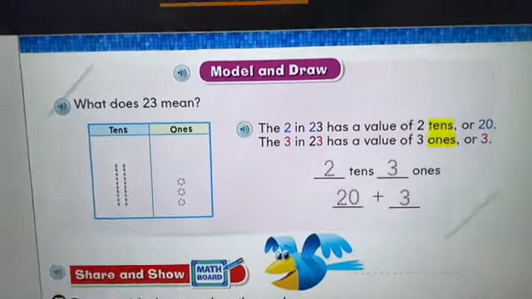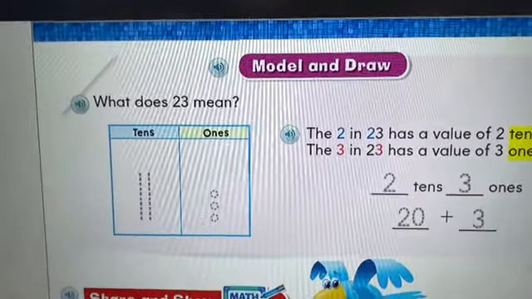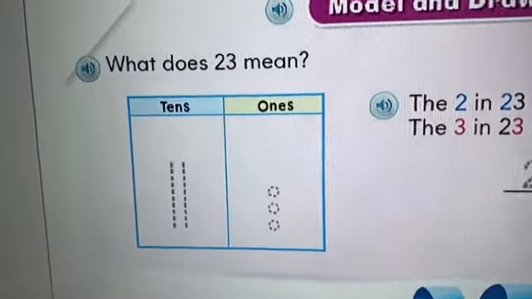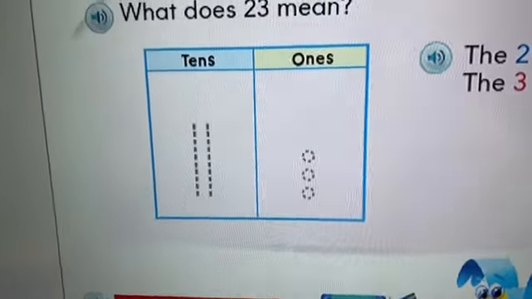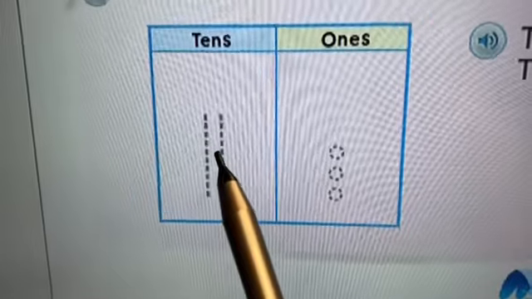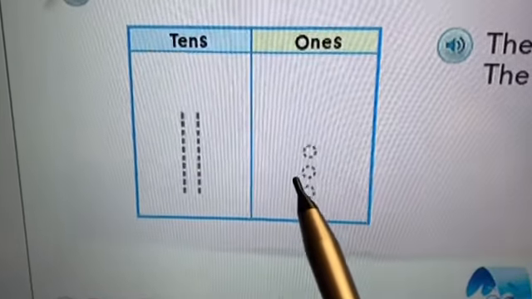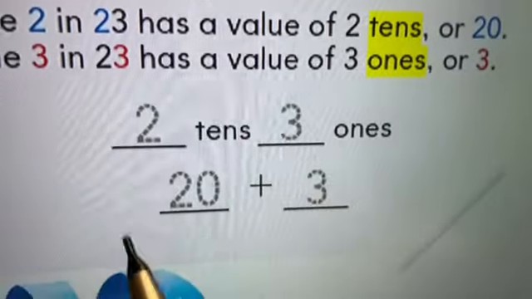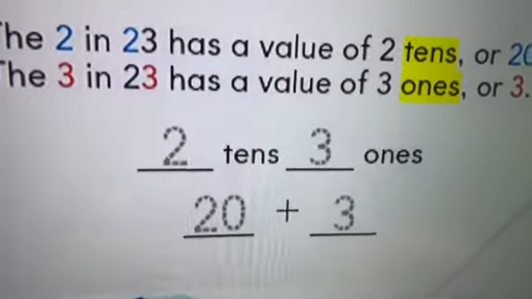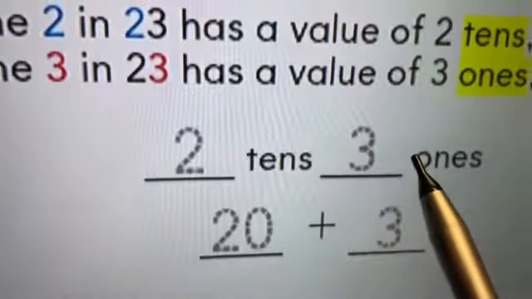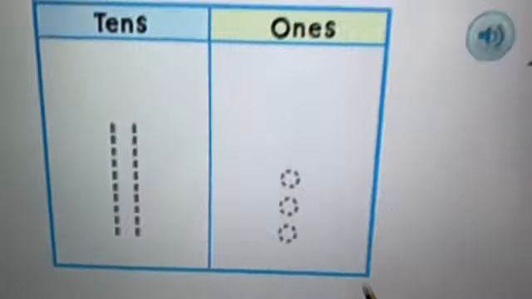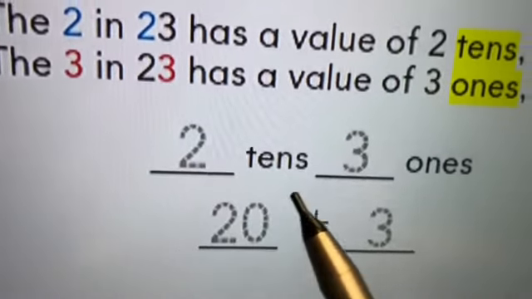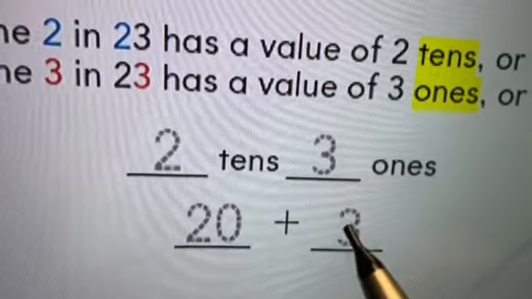Okay, in the next page, page 32, it says model and draw. And it starts off here, it says, what does 23 mean? Well, 23 means there's 2 tens and 3 ones. You can also come down here and see they wrote 2 tens, same thing as that, 3 ones, same thing as that. And the value of 2 tens is 20. The value of 3 ones is 3.